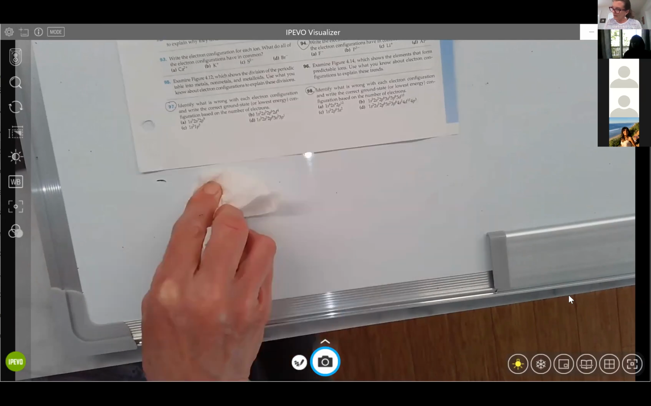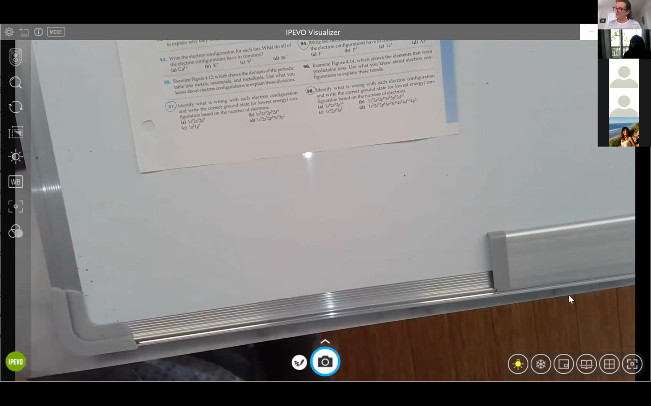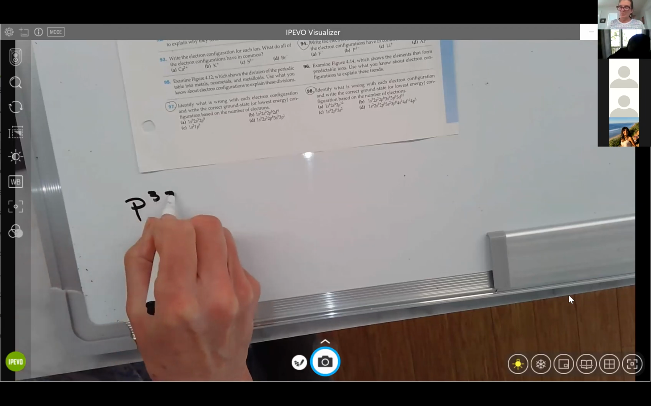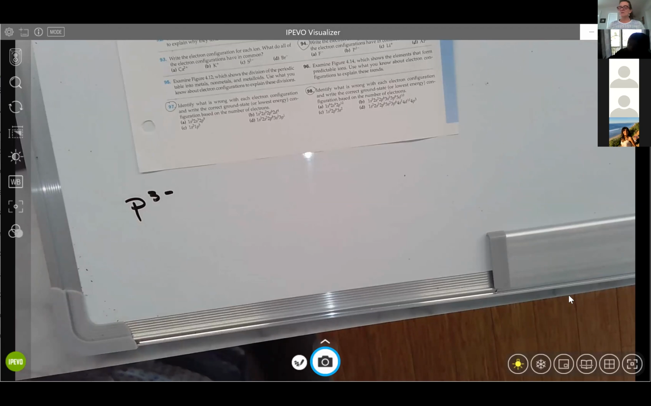I'm trying to do evens because you guys don't have the answers to those. What is the electron configuration for P3 minus? See if you can do that.